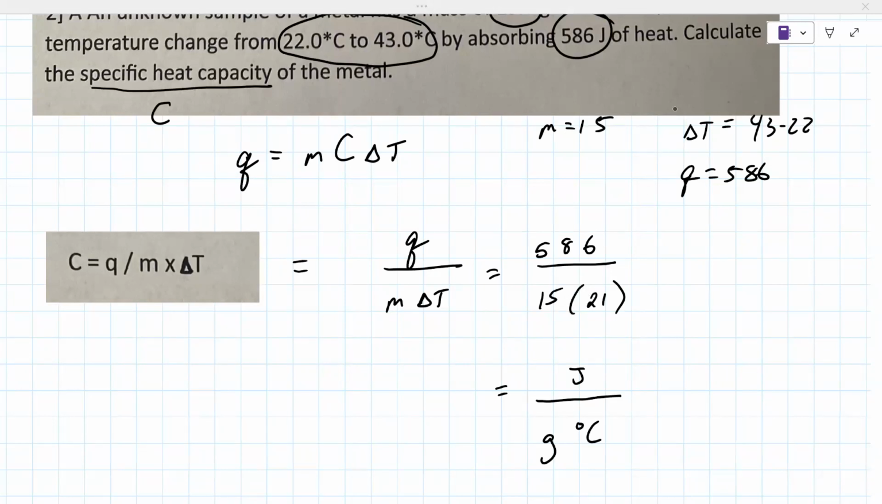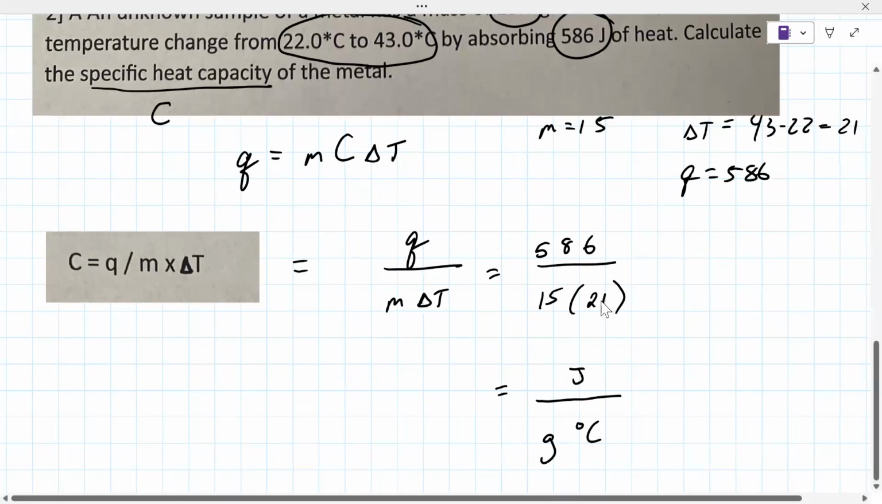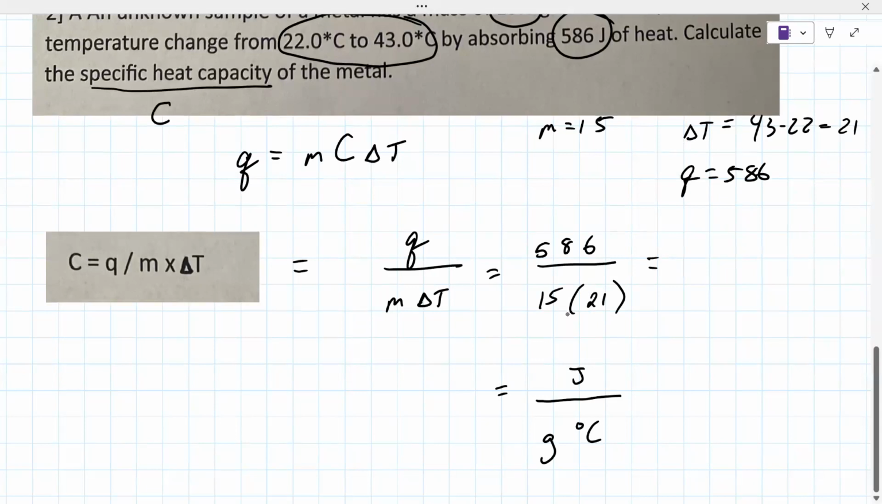Delta T is like you said, 43 minus 22, which is 21. That's the number here. And we do have to calculate that. If you're going to use a calculator, make sure you put parentheses around the bottom. Let me know what you get there for an answer, please.